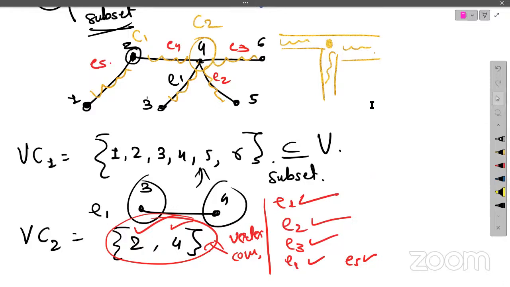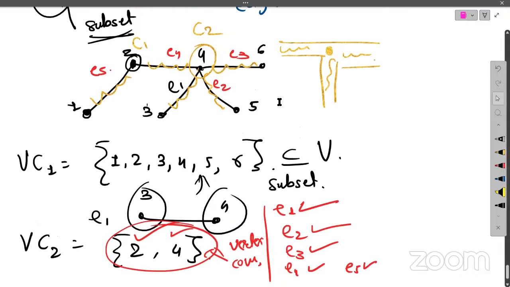Ma'am, we can plant the camera on 1 or 4. Yeah, it will also work. That's why a vertex cover is not unique. It depends on your choices. But again, here we can always find one vertex cover.